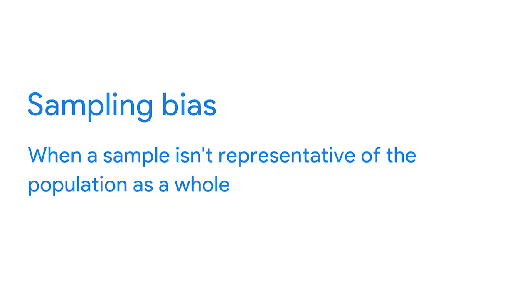Sampling bias is when a sample isn't representative of the population as a whole. You can avoid this by making sure the sample is chosen at random so that all parts of the population have an equal chance of being included. If you don't use random sampling during data collection, you end up favoring one outcome. Here's a simple way to look at it.